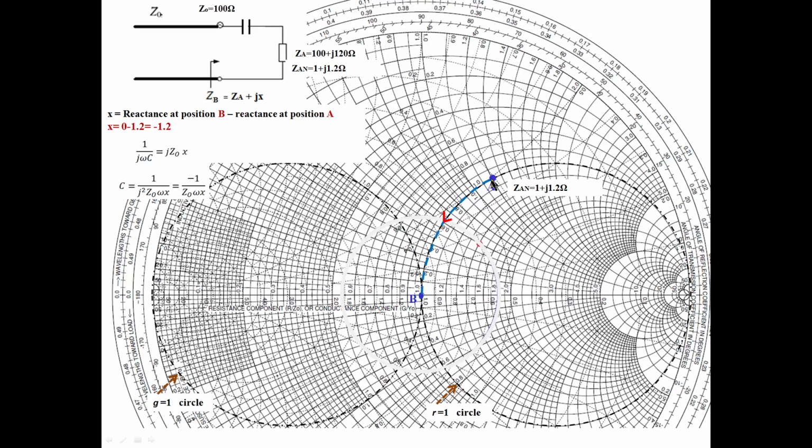Don't get confused. From here you should move only on the resistance circle or the conductance circle. Don't move on a reactance circle like this or a susceptance circle like this. Don't go like this on the susceptance circle or reactance circle. You should move only on either the resistance circle or the conductance circle.